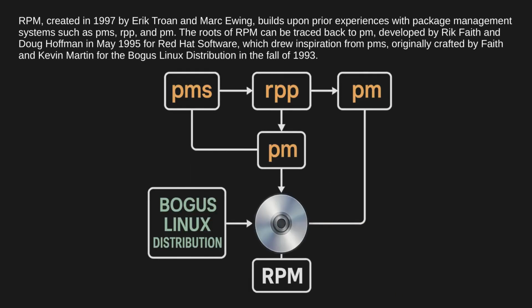RPM, created in 1997 by Eric Troan and Mark Ewing, builds upon prior experiences with package management systems such as PMS, RPP, and PM. The roots of RPM can be traced back to PM, developed by Rick Faith and Doug Hoffman in May 1995 for Red Hat software, which drew inspiration from PMS, originally crafted by Faith and Kevin Martin for the Bogus Linux distribution in the fall of 1993.